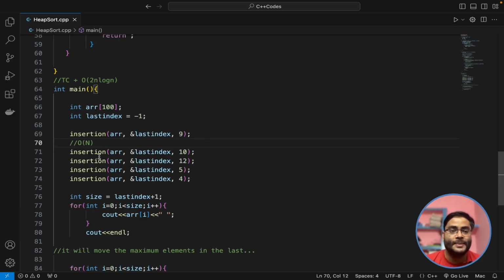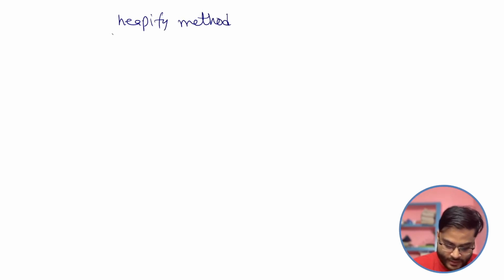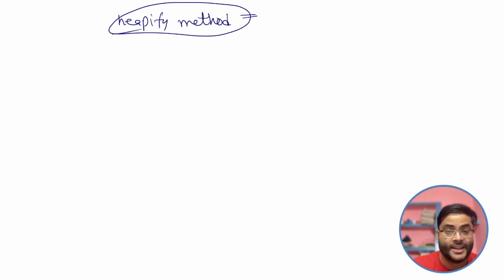Okay, so we are building the heap in n log n time, but we can build the heap in order of n time. So let's see how we can build this in order of n time. There is one more method to build a heap called the Heapify method. This is very important in our heap sort, and we will use this Heapify method a lot of times.